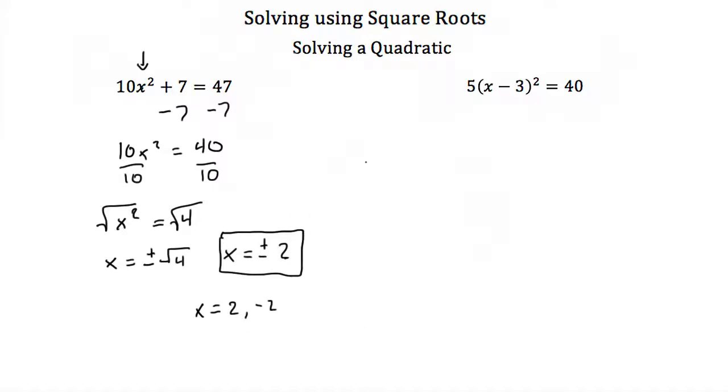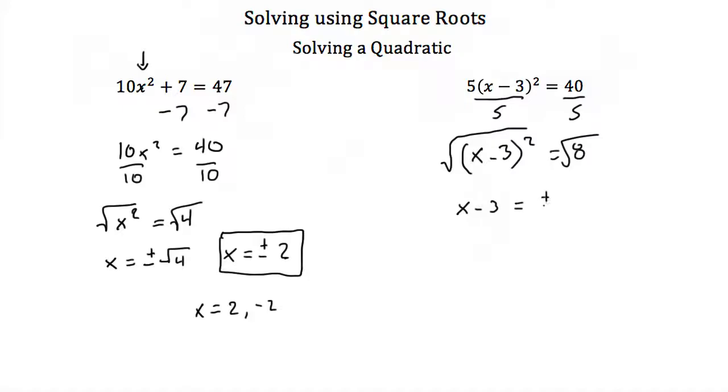Our next example is 5 times x minus 3 squared is equal to 40. Well, we're going to get this x minus 3 alone, so let's divide both sides by 5. And we'll get x minus 3 squared is equal to 8. Now again, we're going to square root both sides to get rid of this square term. Now if we have the square root of a square, we get x minus 3 is equal to plus or minus the square root of 8.